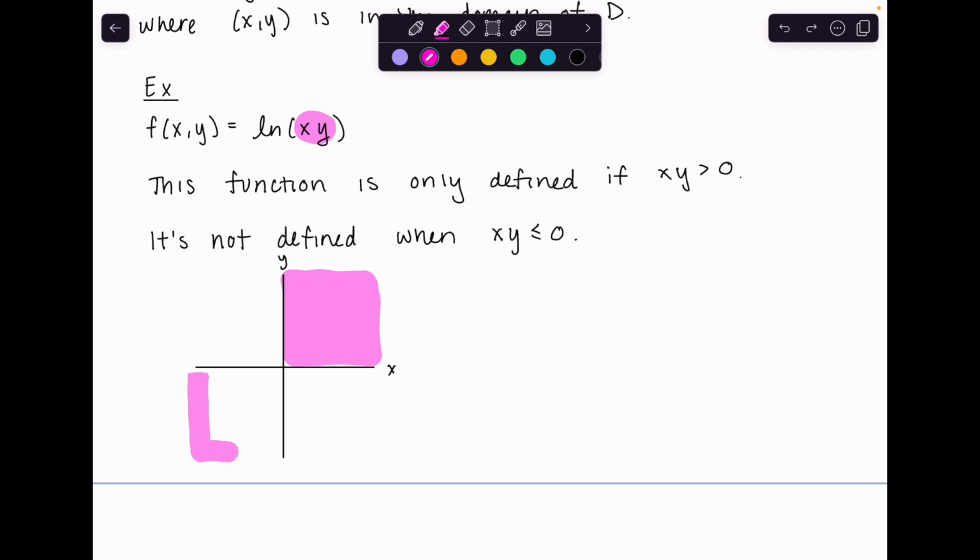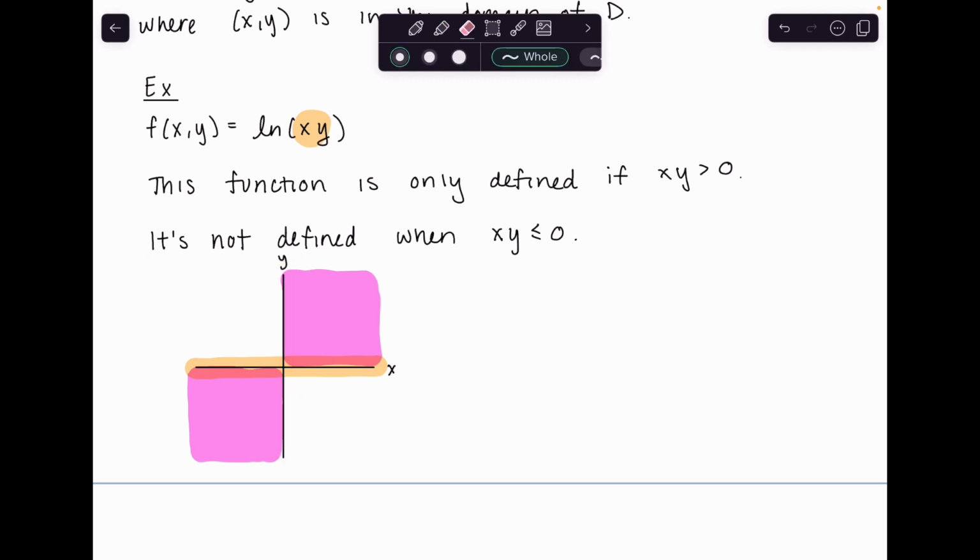In quadrant 3, because they're both negative, the values in here, their product will be positive. And then in this fourth quadrant, again, one is positive, one is negative, so this one doesn't work either. The problem is I can't let my x or y equal 0 because that would give me natural log of 0. So here, the axes are not going to work for me.